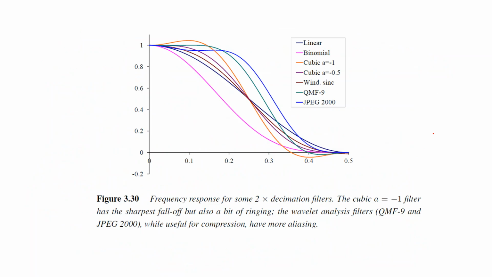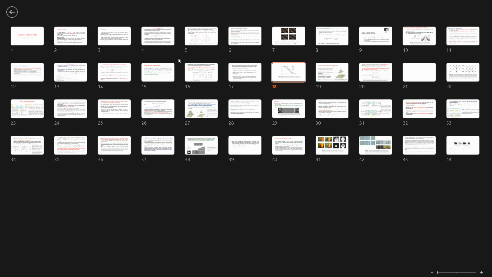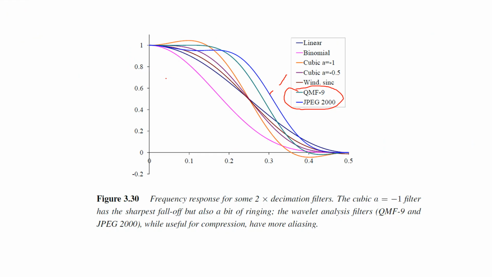The same values are mentioned here, along with the frequency response of the two cross decimation filters. Two cross decimation means the downsampling factor is 2. The frequency response is considered here. I said earlier the last two would result in much better quality. So the curves are like this. Linear is very poor. You could see that the line is very flat. The linear is dark blue, right? The line is very flat when compared to QMF9 and JPEG 2000. So consider these two lines alone. This is very flat.